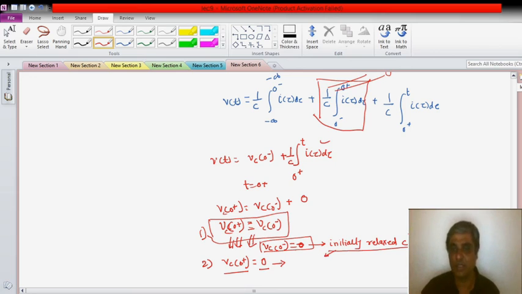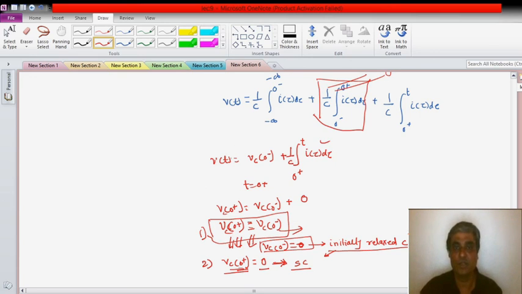So for an initially relaxed capacitor, what will happen if I switch on? Not suddenly, meaning after switching the voltage across the capacitor will be 0. So one more conclusion we can make: an initially relaxed capacitor will be a short circuit. Then only your voltage after switching is 0, and it satisfies the law of conservation of charge, that charge will not change instantaneously, or there is no impulse present between Vc of 0 negative and Vc of 0 positive.